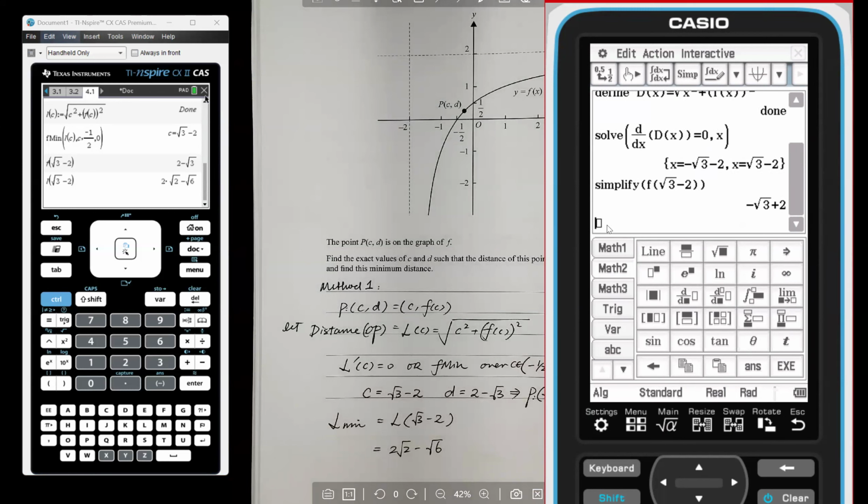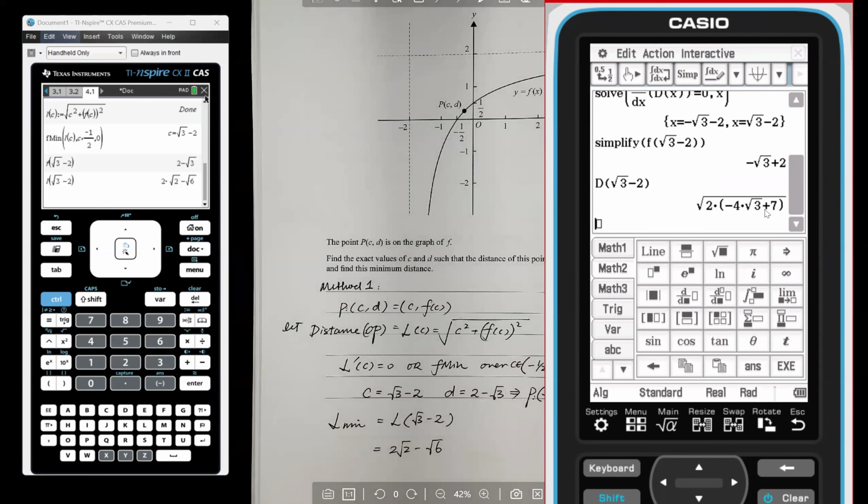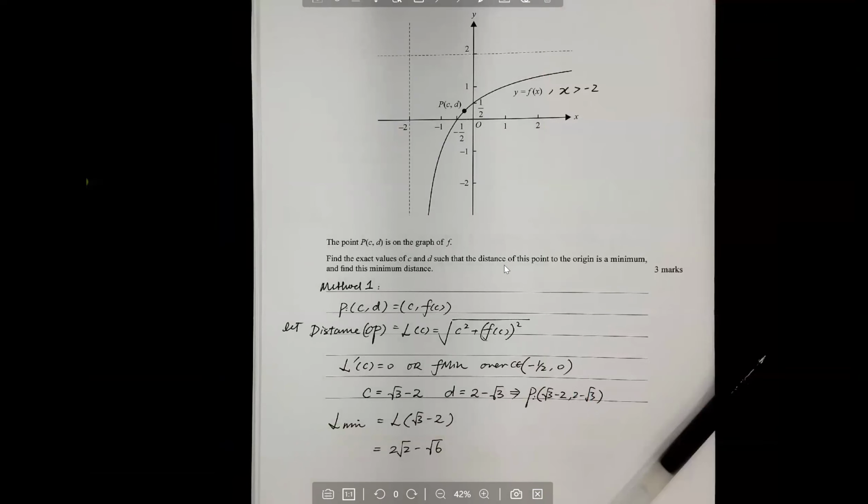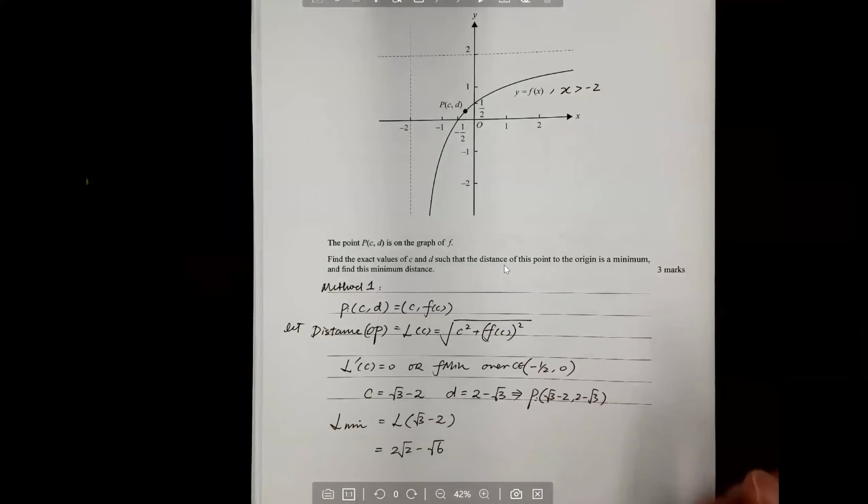And the other thing is, if you go for the shortest distance, the minimum distance, you get something like this. This is equivalent to 2 root 2 minus root 6. Well, if you get a perfect square under a square root, it's just because of some different algorithm between two calculators, okay? Anyway, so that is this one.